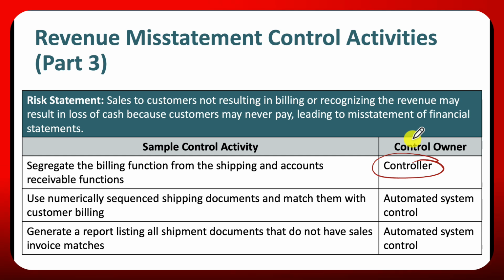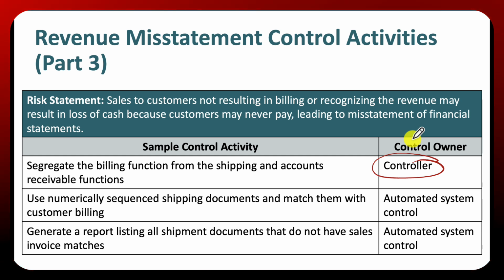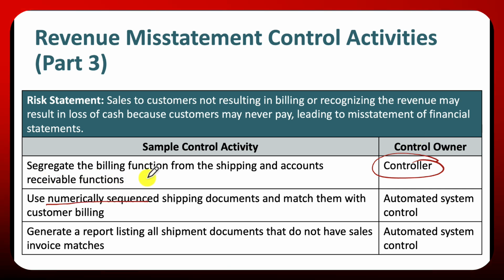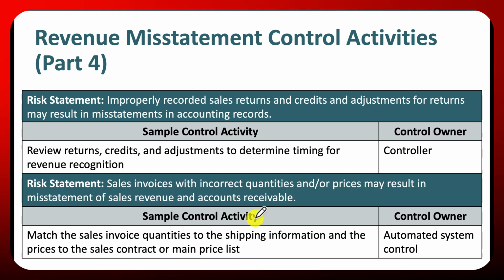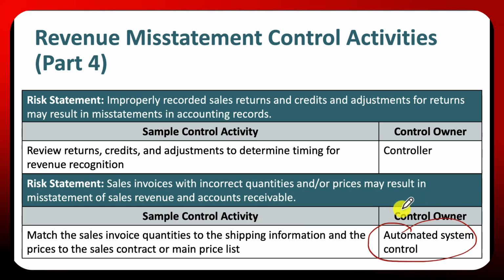Additionally, the controller might separate the billing function from the shipping and accounts receivable functions, and the automated system control might use numerically sequenced shipping documents and match those to the customer billing, or generate a report listing all of the shipping documents that do not have sales invoice matches. The automated systems control might also match the sales invoice quantities to the shipping information and the price to the sales contract or even the main price list.